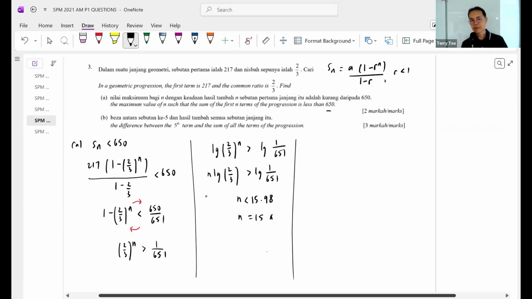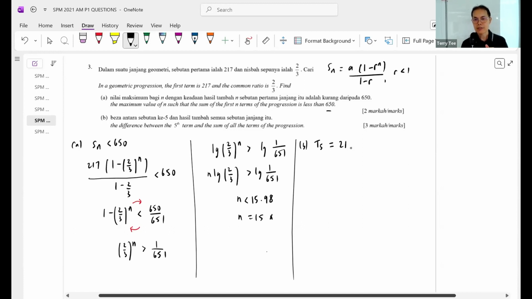Part B, the difference between the fifth term and sum of all the terms. Okay, the fifth term is T5. Sum of all the terms is what? Sum to infinity, yeah? Okay, now here's the thing. Which one is bigger? We don't know. So maybe we find out first. I think the sum should be bigger, right? So can we take T5?